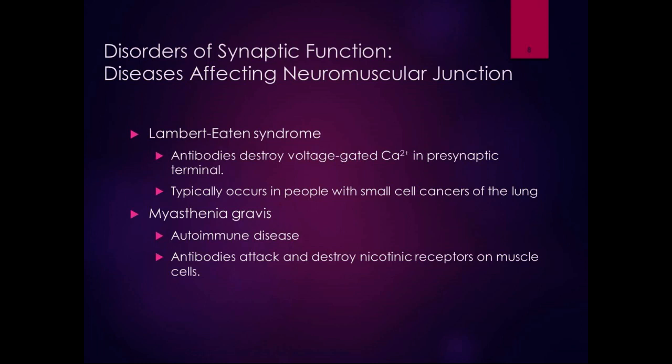Lambert-Eaton syndrome is an autoimmune disorder. Myasthenia gravis is also an autoimmune disorder where the antibodies attack and destroy the receptors on muscle cells. So it decreases your response to acetylcholine. You have plenty of acetylcholine to enact those neuromuscular junctions, but you don't have as many receptors, so the receptor sites get filled more easily, and it decreases your muscle power.